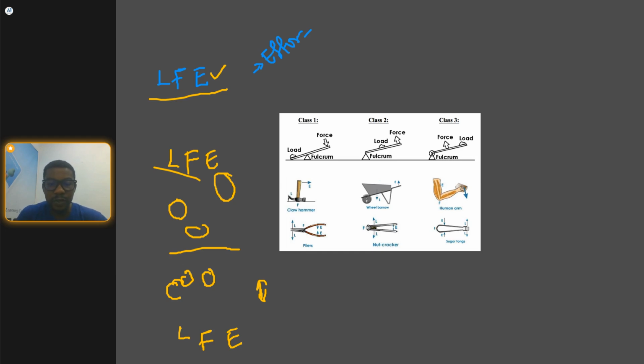Okay, now let's proceed to the second class of lever. The second class of lever, we have the force.